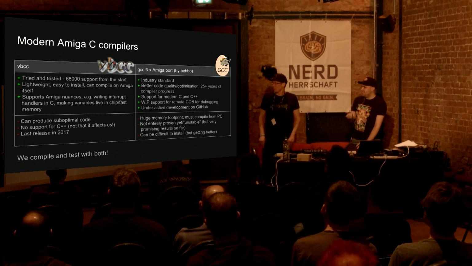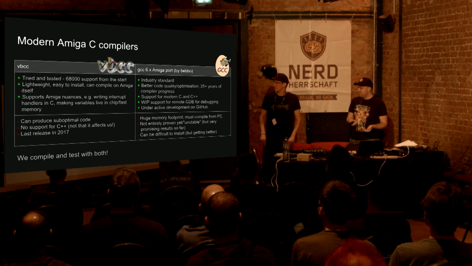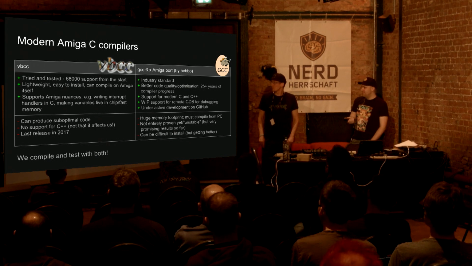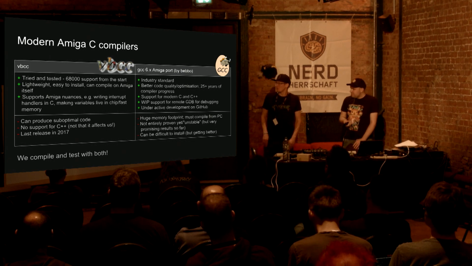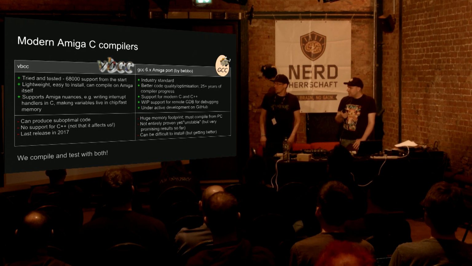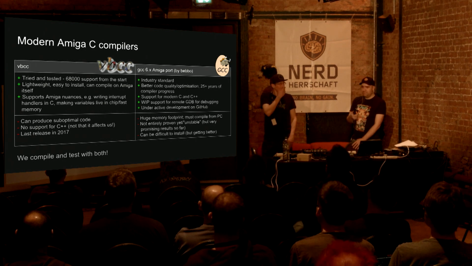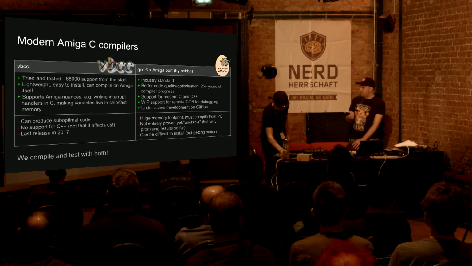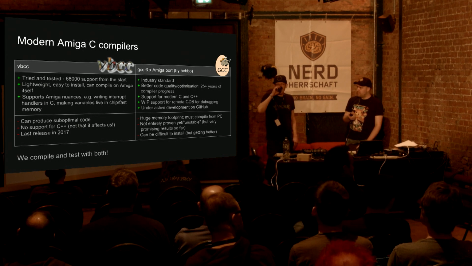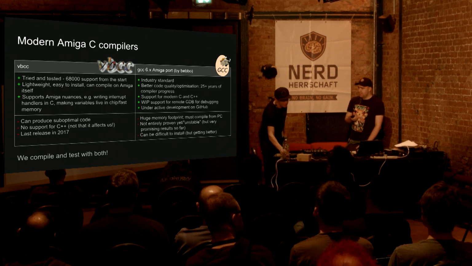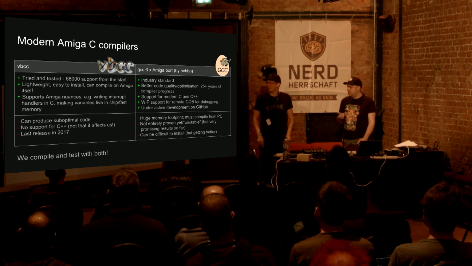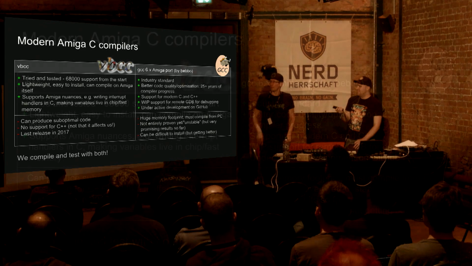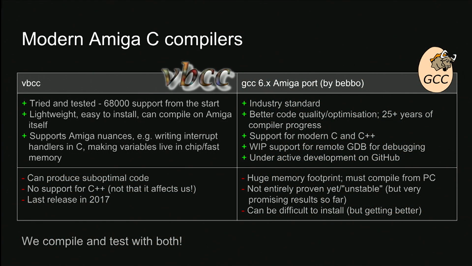And because it's GCC, it has like 25 years of compiler experience in there, so the code it generates is pretty decent. The guy doing the port is very actively seeing to tickets on GitHub and very quickly making updates to it, so it's under active development. The downside is you have to compile from a PC. There's no hope of running this on an Amiga at the moment. It's just huge, so you are cross-compiling with it.